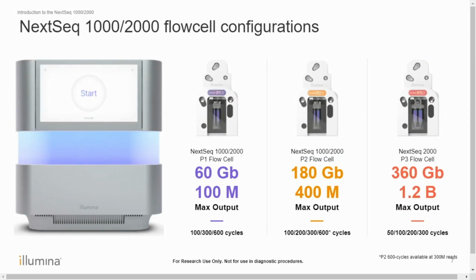Beyond the workflow improvements, here's a look at all of the current flow cell configurations available on the NextSeq 1000 and 2000. We now have 11 different flow cell configurations on these systems, with more to come, spanning from P1, which offers 100 million reads and up to 60 gigabases of data, to P2, enabling 400 million reads and 180 gigabases of data, and scaling up to P3 with minimum specs of 1.2 billion reads and 360 gigabases of data at 300 cycles.